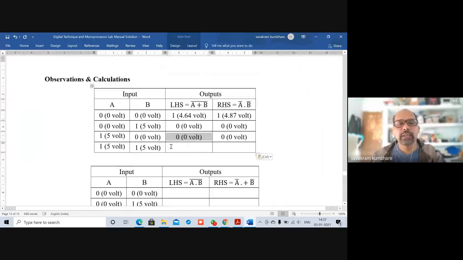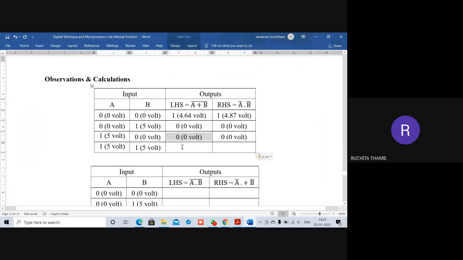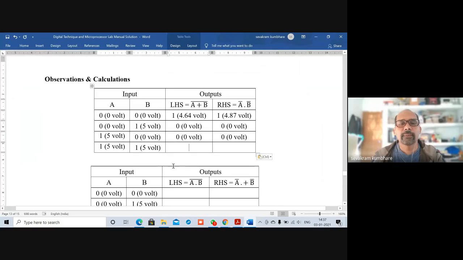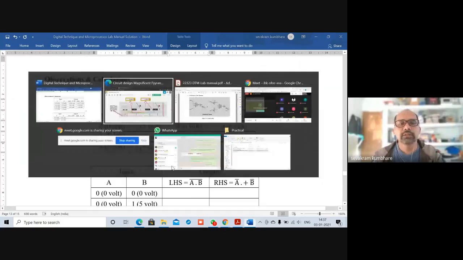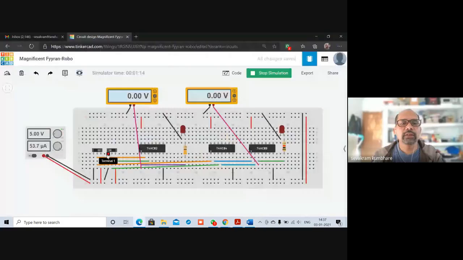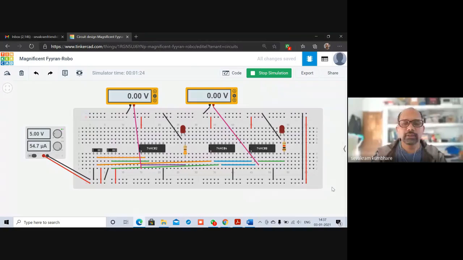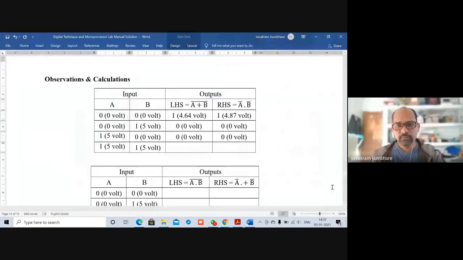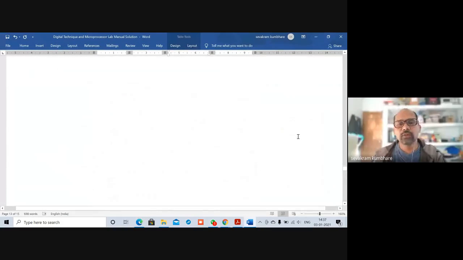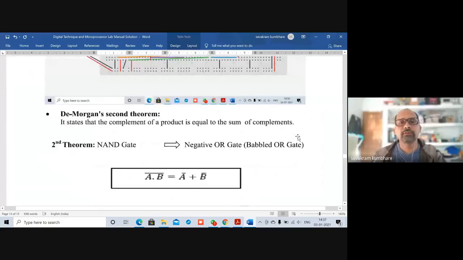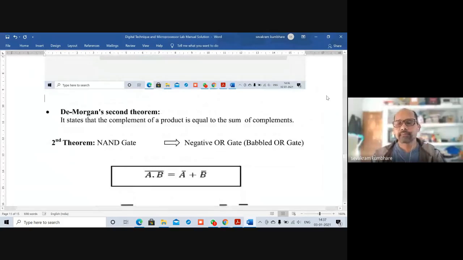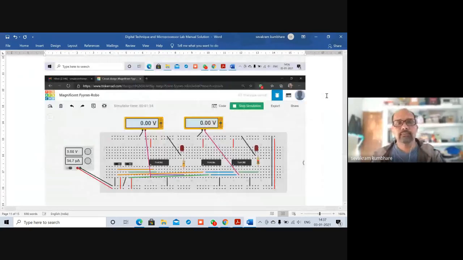Next, what is the next combination? 1 1. Okay. So let's make it 1 1. This is already 1. I'll make this also 1. What is the LED status and output voltage? Off. Off. So this is 0 0 and 0 volt, 0 volt. Correct? Note it down. Have you noted or not? Noted, sir.